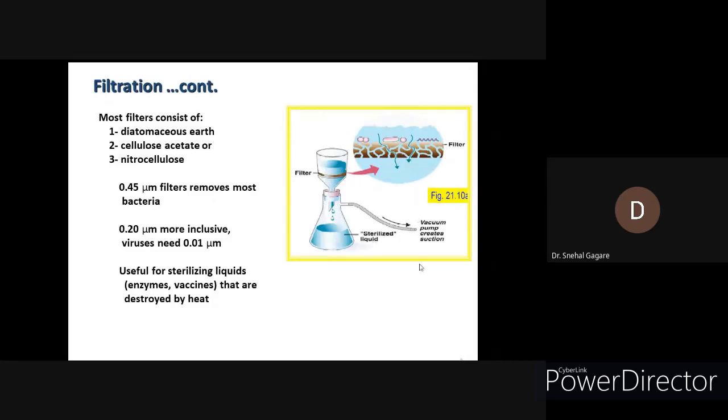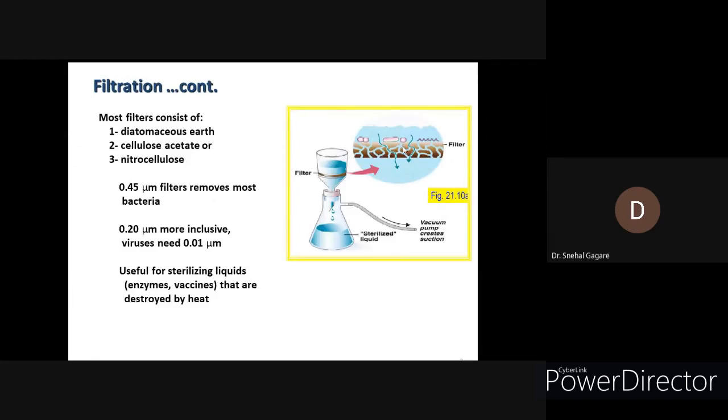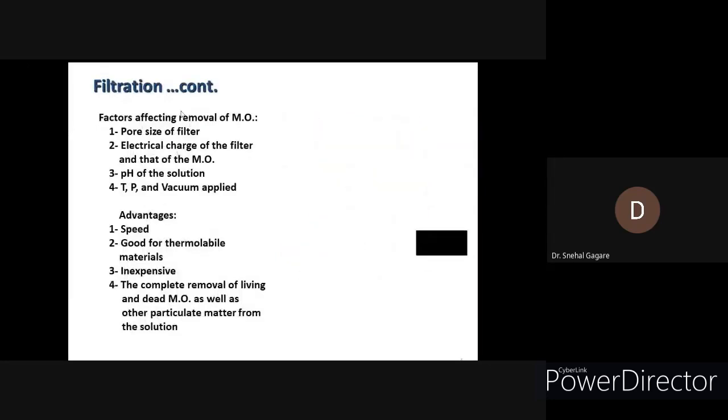So the pressure which you are applying is very important. Why it is important is, if you apply more pressure than should be applied, it causes a break in the filter and then the filtration will be improper. So you have to apply just enough pressure so that the solution drips faster. If high pressure is applied, it will damage the filter or decrease the life of that filter. So we have to take care. They have mentioned that temperature, pressure and vacuum applied is an important factor affecting the removal of microorganisms.